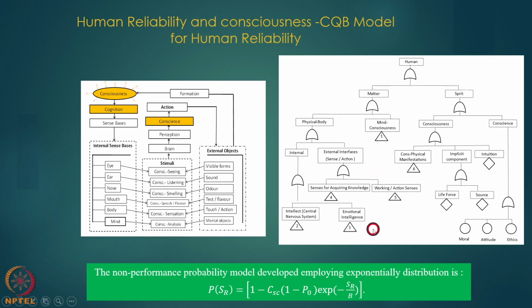No claim is made here that we have reached the root cause, but this provides a starting point for understanding the human. And at the spirit level, we take consciousness and conscience. Then finally consciousness, physical manifestation and implicit component, intuition, then life force, sources, and here we talk about the unconscious, moral, attitude, ethics. So this is basically the top reference fault tree, and then there are many branches over here, because you can see 6, 7, 8, 9, so many in-depth fault trees have been developed here.